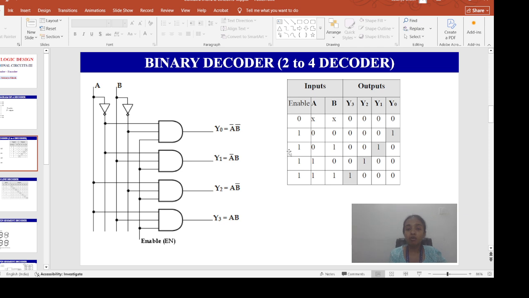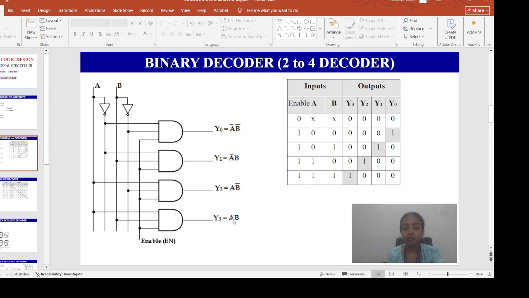And for Y1, what is Y1? A bar, B. So take one input from A bar, another input from B, and E. This is the Y1 output. For Y2, Y2 means A, B bar into E. So take one input from A, another from B bar, another from E. This will give us Y2. And for Y3, A, B and E. Take one input from A, one from B, and one E. This is your Y3.